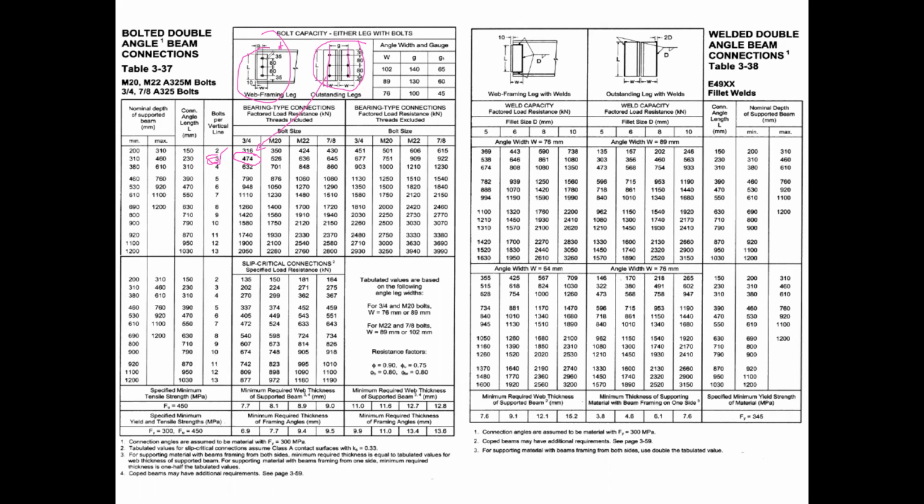To make this connection here, if I was using a bolted connection, I would end up using 9 bolts. You understand? In other words, if I was bolting to the supporting member and bolting to the supported member, I would have a total of 9 bolts in my connection.